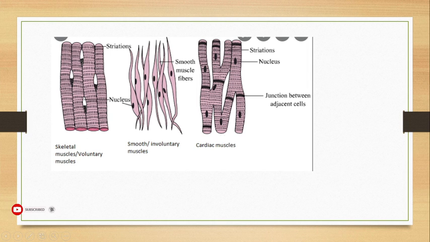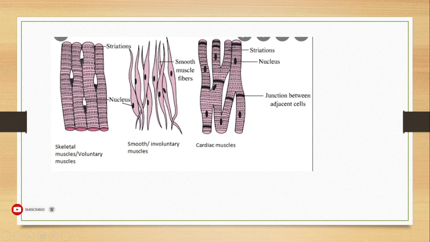And the next is smooth or involuntary muscle. This is a smooth and involuntary muscle, which means they are not in our control. For example, we can see these smooth involuntary muscles in the intestine and in our eyelids. They are not under our control. These are the examples. These are about involuntary and smooth muscles.